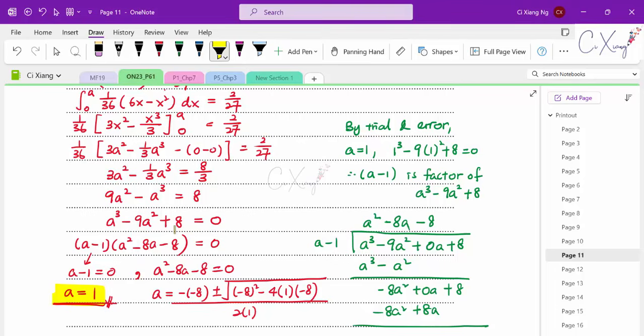So it is given a mark, I think, if I'm not mistaken. So this is the reason why I have to go through the method so long to get the factorization here. Alright, so this is how we solve the question.